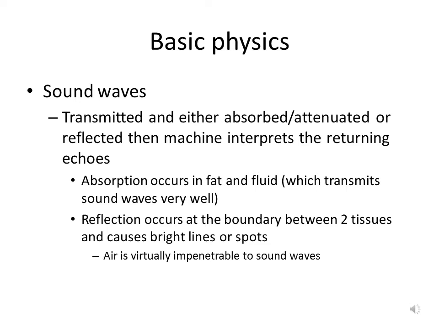And for the majority of the time, the machine and the probe are in the listening mode, trying to see when those signals come back, how long it takes them to come back, and what strength they come back with. And utilizing all that, the machine then turns those sound waves into a picture. So a couple of things to know: absorption occurs well in fat and fluid, and so those things tend to look black. Reflection occurs at the boundary between two tissues and causes bright lines or spots. Something like air is virtually impenetrable to sound waves, and so you'll get bright spots there. Also, the boundary between, let's say, fluid and tissue can cause bright spots.